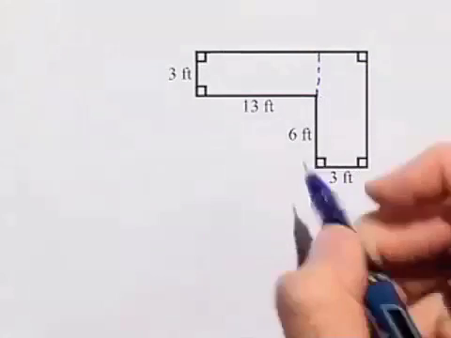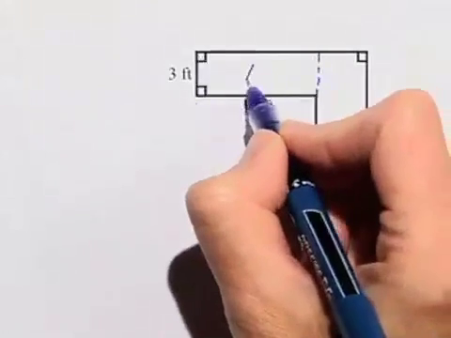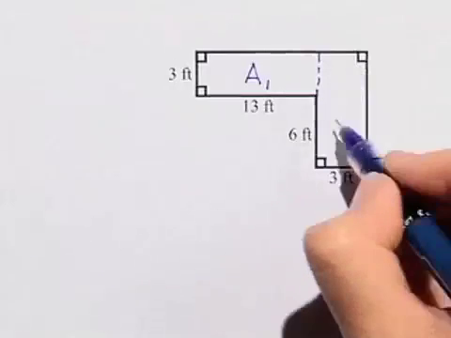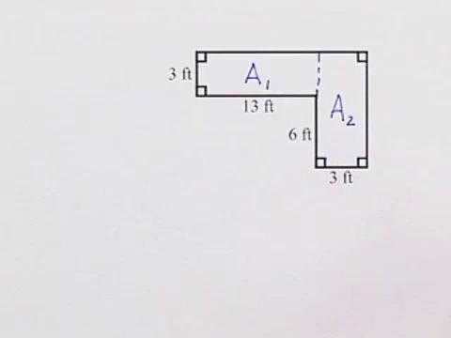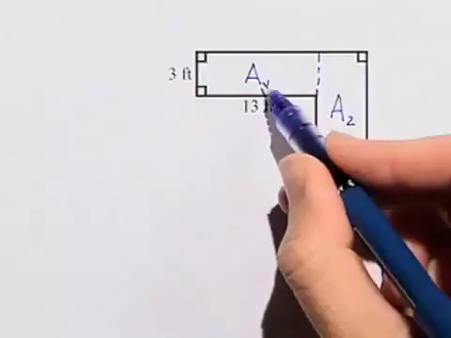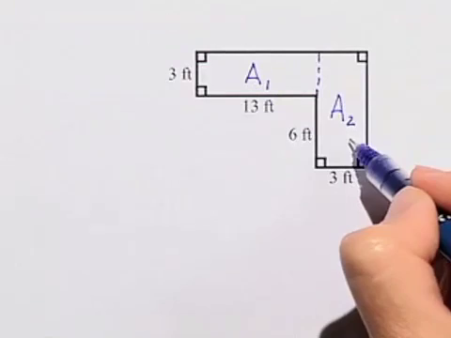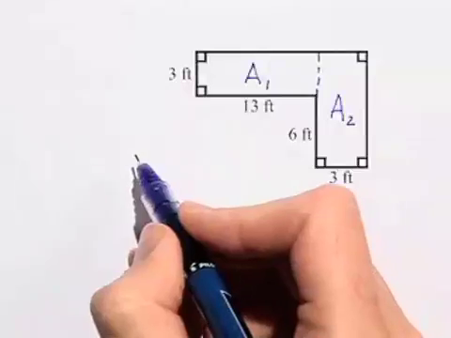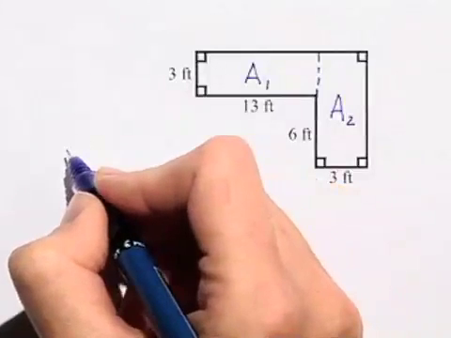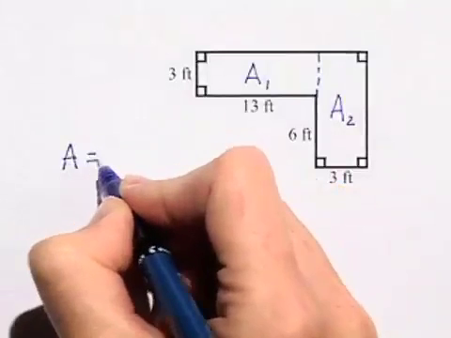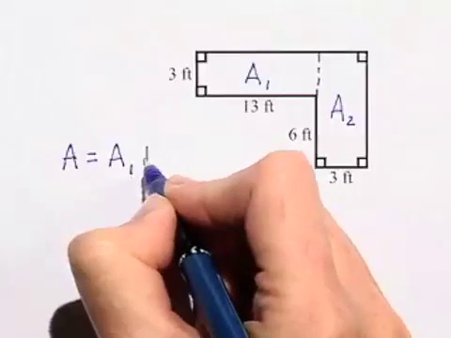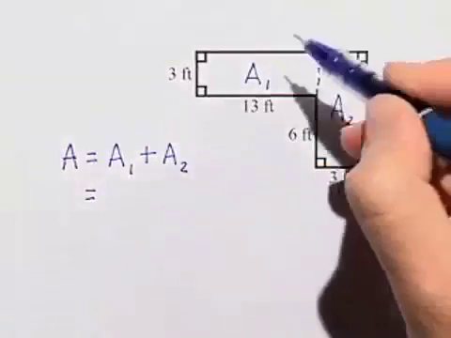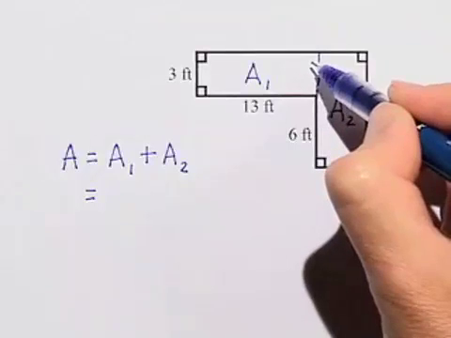And I'm going to call this, inside this first rectangle, A sub 1, and inside of this other rectangle, I'll call it A sub 2. So if we can find the area of A sub 1, the first rectangle, and the area of A sub 2, the second rectangle, we can just add those together to get the area of the figure. So we can write out that the area that we want is equal to A sub 1 plus A sub 2.